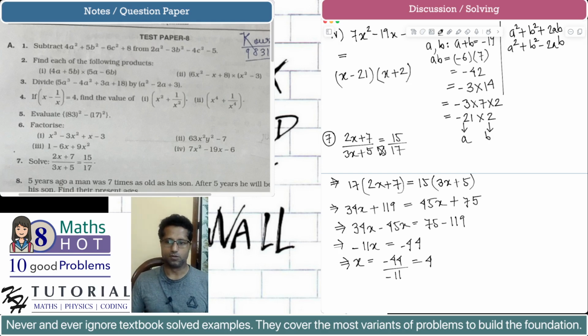So the solution or root of the given equation is 4, or you can say the value of x which satisfies the given equation is 4. Okay.